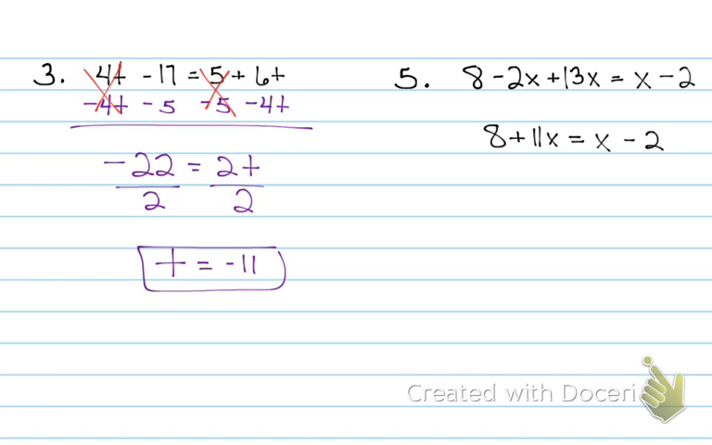8 plus 11x equals x minus 2. Remember what you look for first, and that sets off your chain reaction of what you do after that. Everybody should do the same thing first, and then that'll set off the chain of what you do for the rest of your steps to solve for x. Let's go ahead and finish this one up.